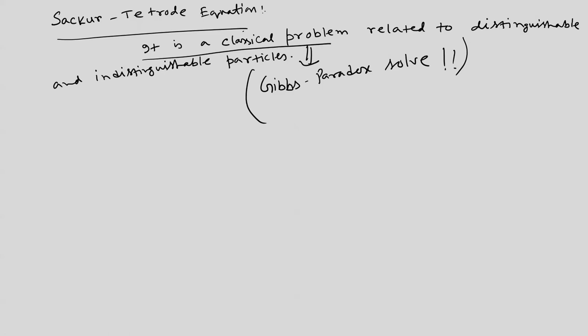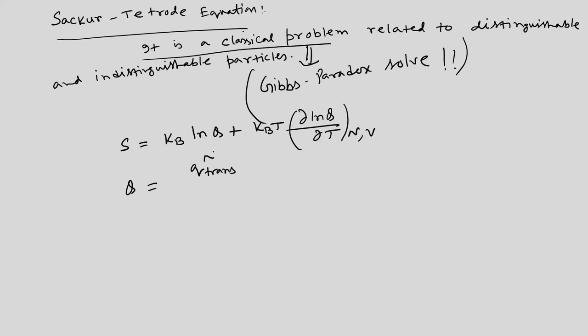So what is the Sackur-Tetrode equation? We know the expression for S. S is kB ln Q plus kBT del ln Q by del T at constant N and V. And we know Q is Q trans to the N by factorial N. We are considering translational degrees of freedom here, and we are considering the particles are indistinguishable. So it gives us ln Q is N ln Q trans minus ln N factorial.